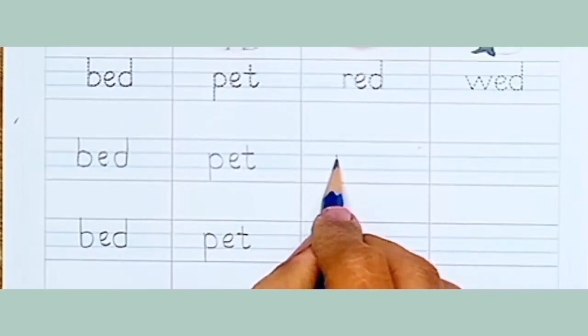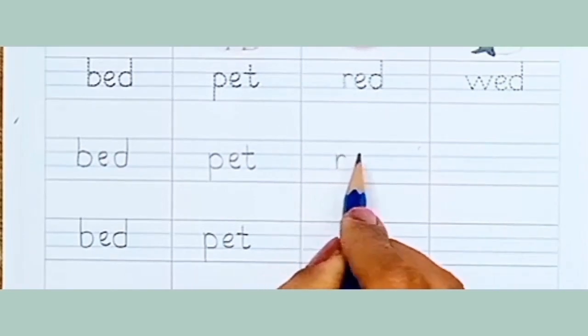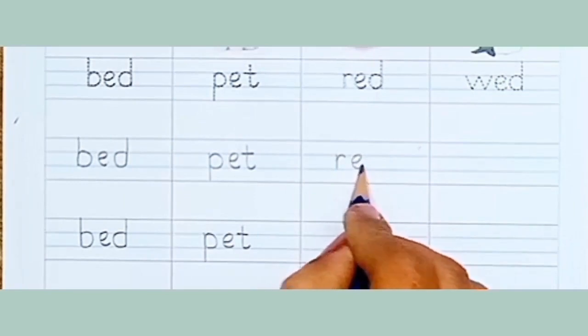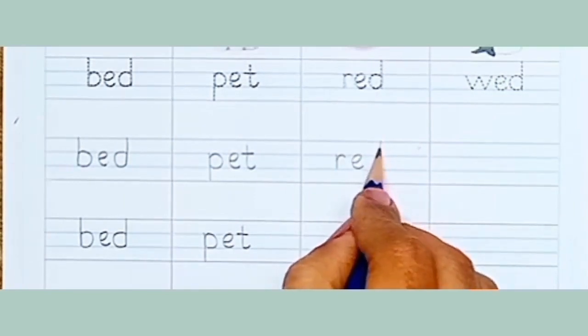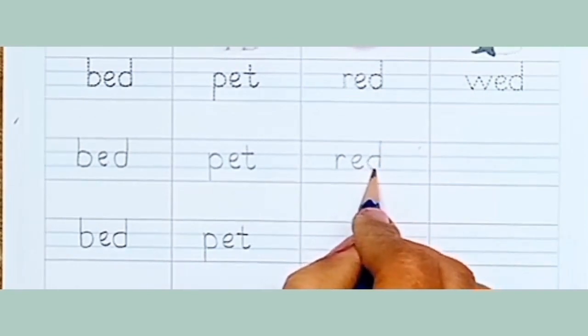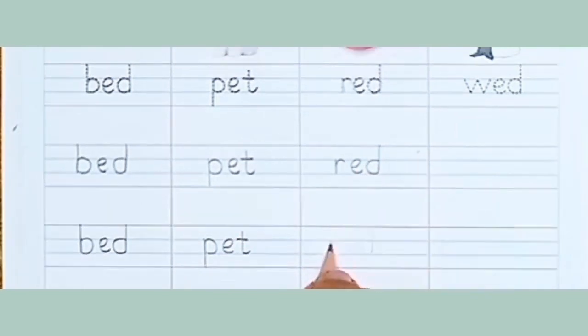R says r. E says e. D says d. Red. R, E, D, red.